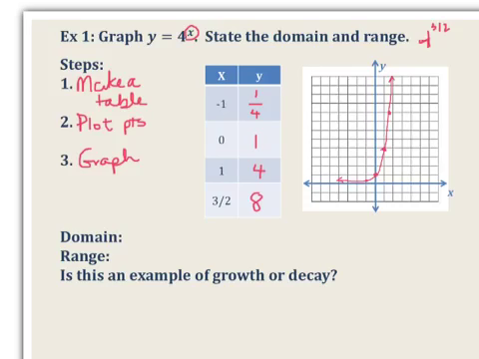Now the domain, again, is all real numbers. The range, y greater than 0. And this is an example of growth. And the reason I know that is according to my rule, my b is equal to 4, and that's greater than 1. And that's why I know it's a growth function, that and it's growing as you move left to right.